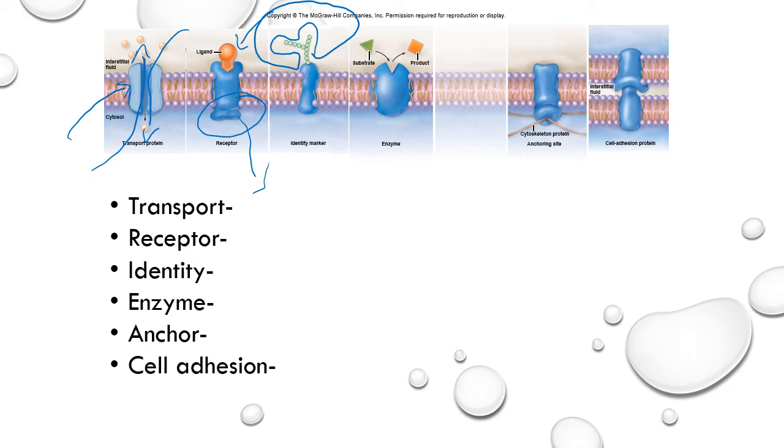Other times we have enzymes, and so enzymes are going to be able to catalyze and speed up chemical reactions that may be occurring both either in or out of the cell itself, and that's going to allow us to speed up processes.